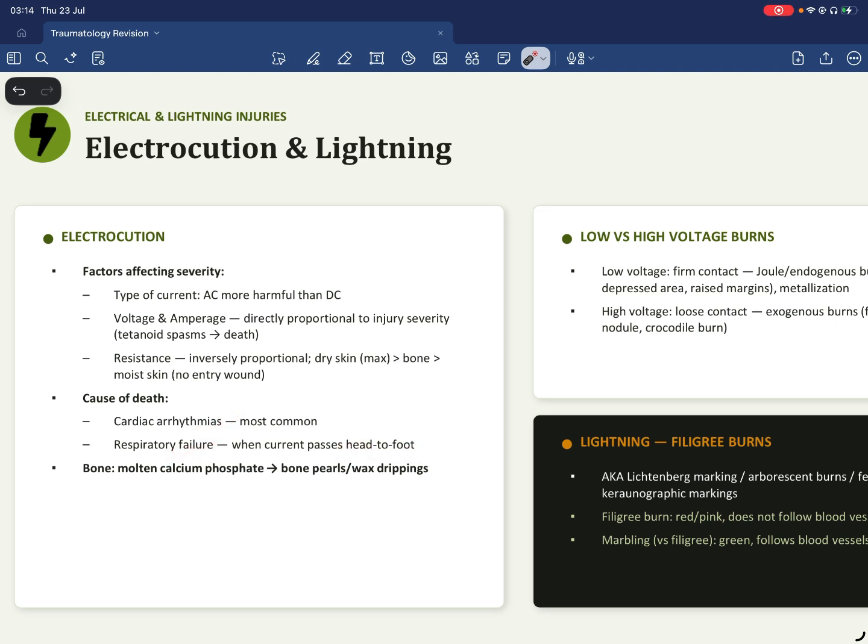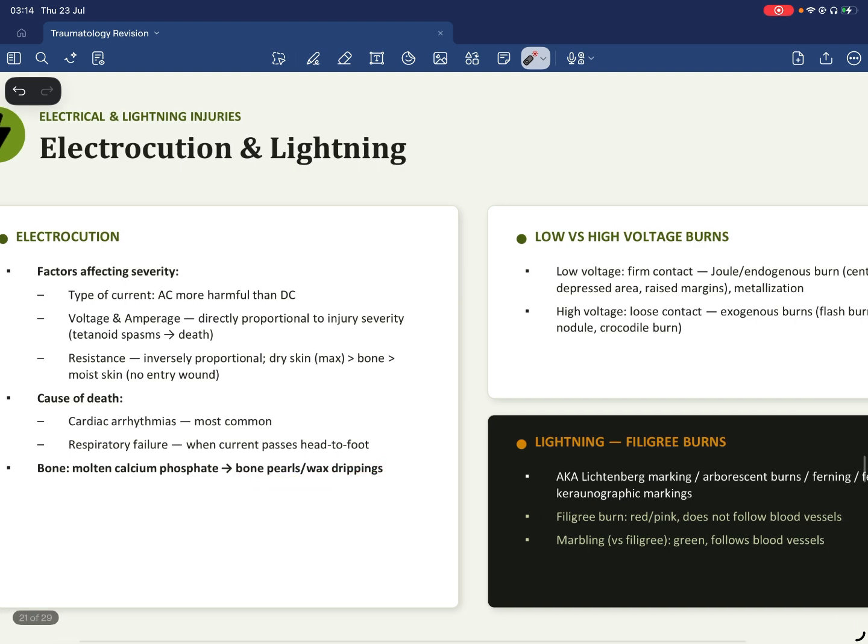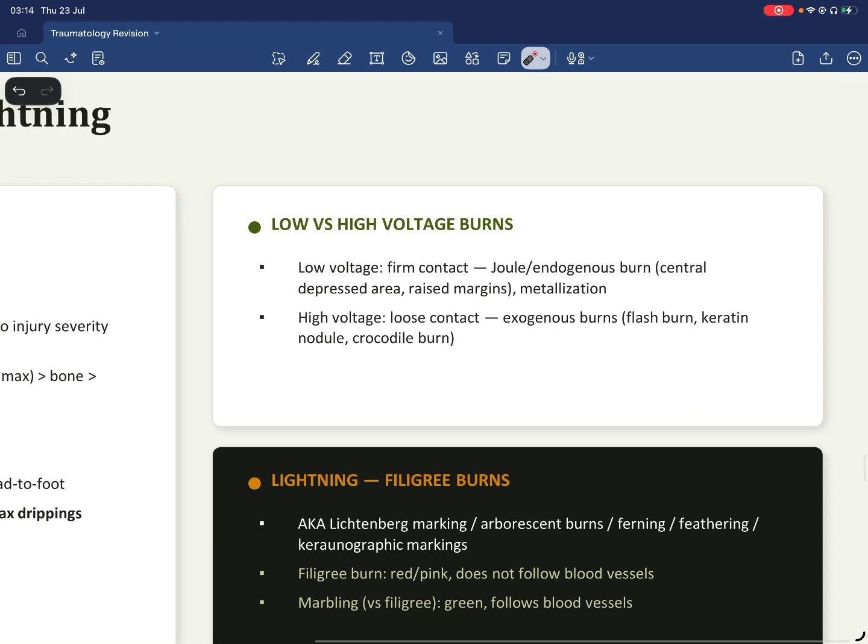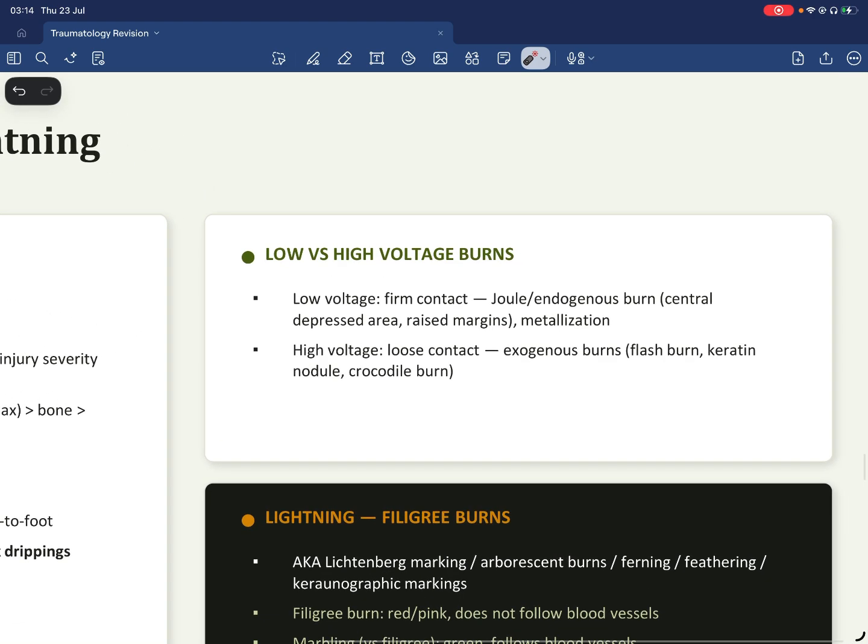Molten calcium phosphate can be seen as bone pearls or wax drippings appearance. Low voltage burns are usually caused due to firm contact with the source, leading to joule burn. High voltage is due to loose contact and can be seen as flash burn or keratin nodule.